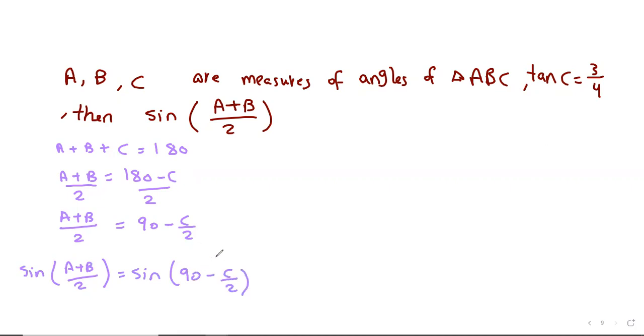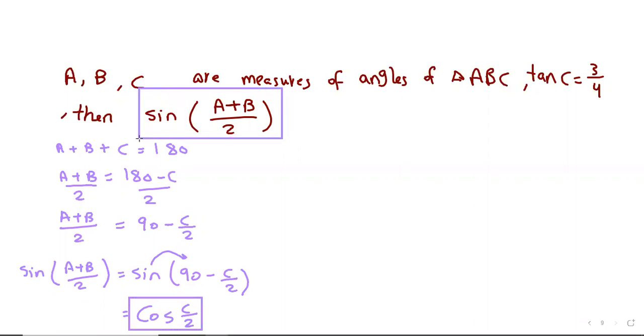And 90 minus C over 2 lies in the first quadrant, and 90 changes sine into cosine. So we need to find the cosine of C over 2. Okay, that we want to find. We want to find cosine C over 2, because cosine C over 2 is the same as sine of A plus B over 2.